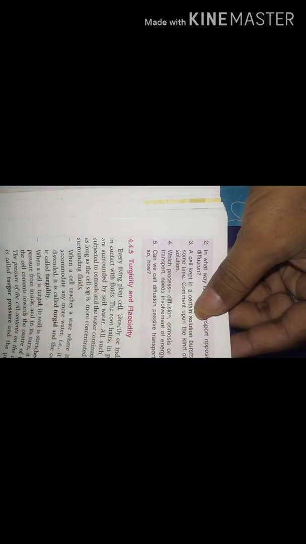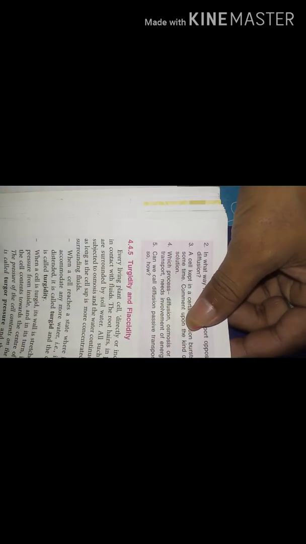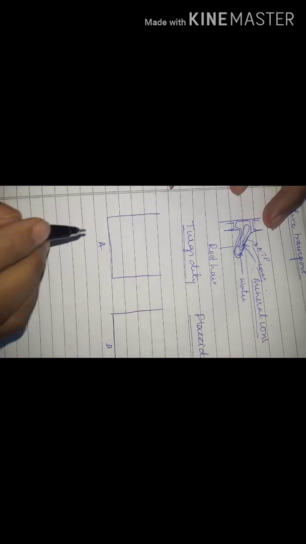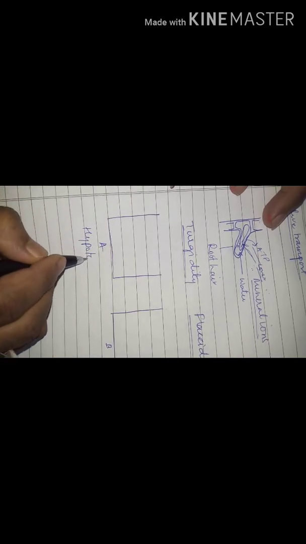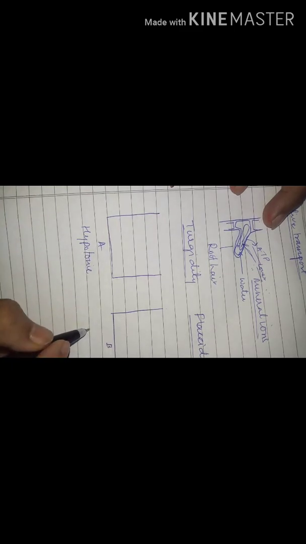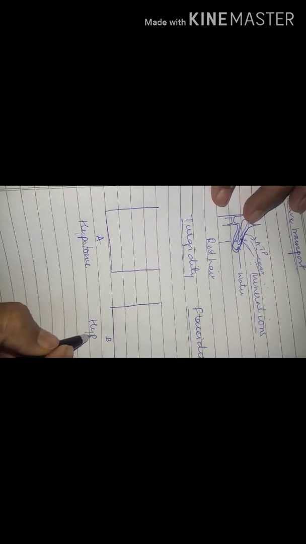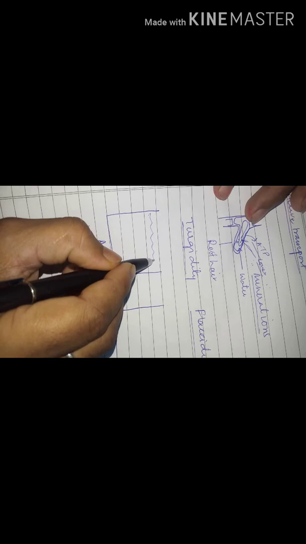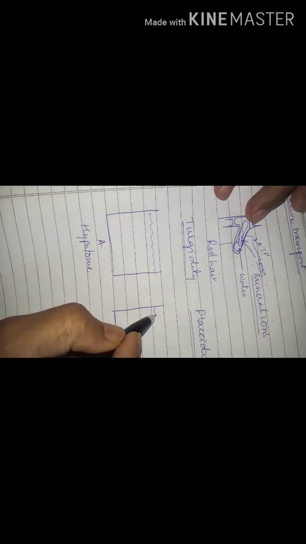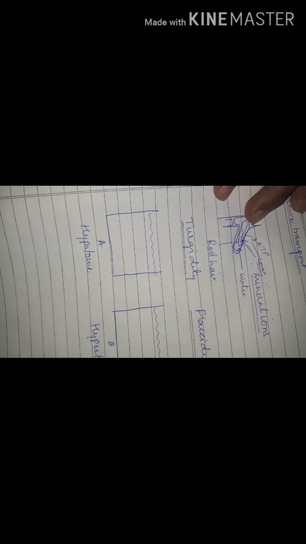Clear? Now two more topics, turgidity and flaccidity. See, here there are two beakers, A and B. Beaker A contains hypotonic solution and beaker B contains hypertonic solution. So beaker A contains hypotonic and beaker B contains hypertonic solution.